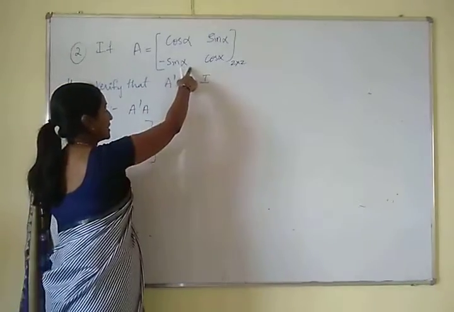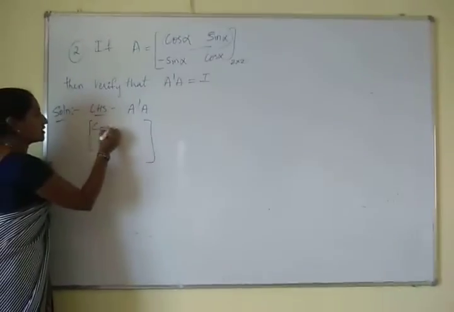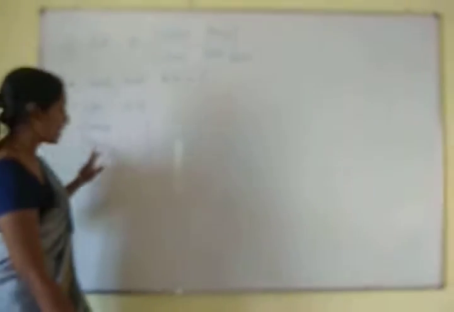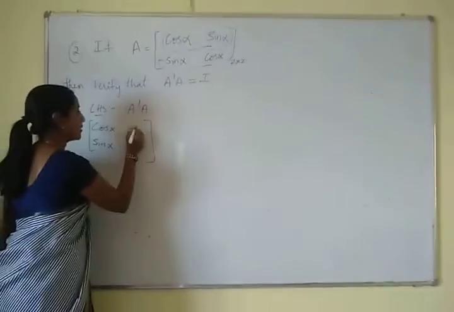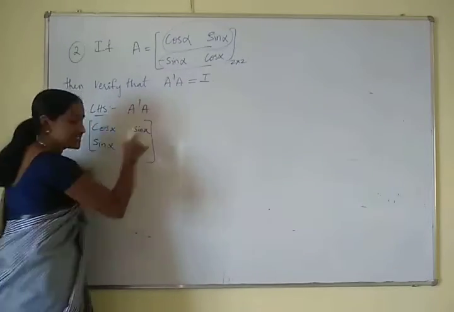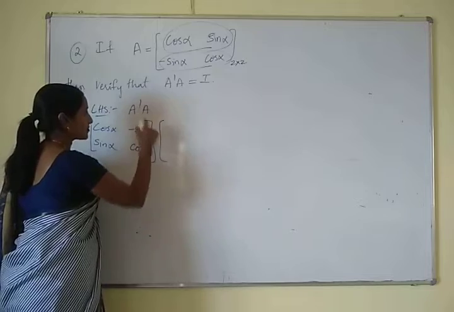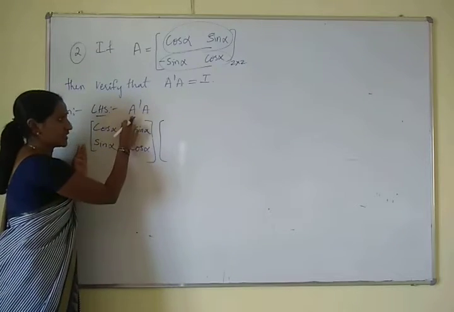A transpose in the sense, take your row, make it as a column. Take your first row, make it as a column. Next, take the second row and make it as a second column. Clear? Now let's move on to A. So this is A dash. This complete matrix is A dash.